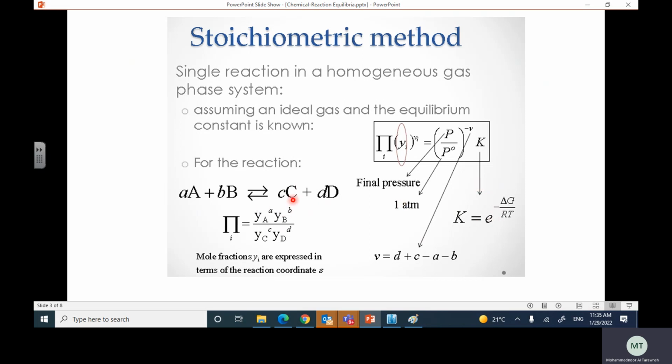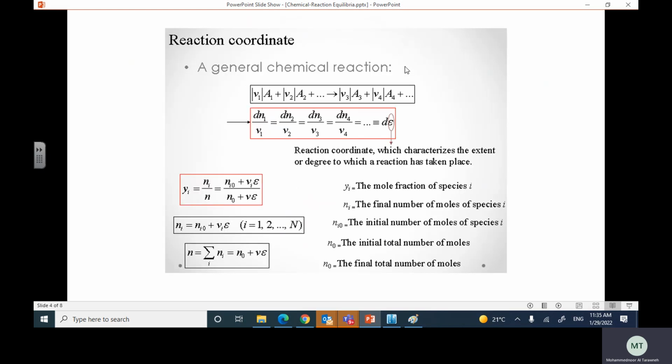Now, the ratio of the mole fractions of the products divided by the ratio of the reactants equals the value of K, basically. So we have four unknowns, which are the mole fractions for C, D, A, and B. Thus, we need to convert these four unknowns into one unknown. This is called the reaction coordinate. So what is the reaction coordinate? It is a parameter that characterizes the extent or the degree to which a reaction has taken place.